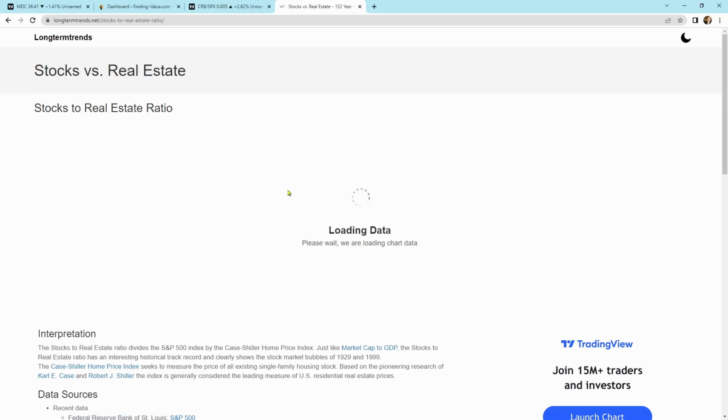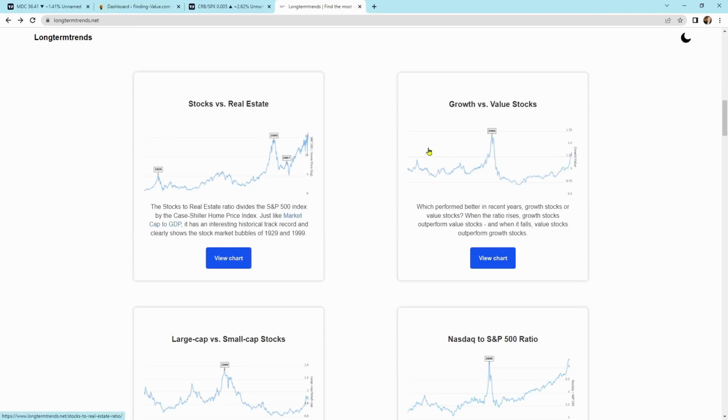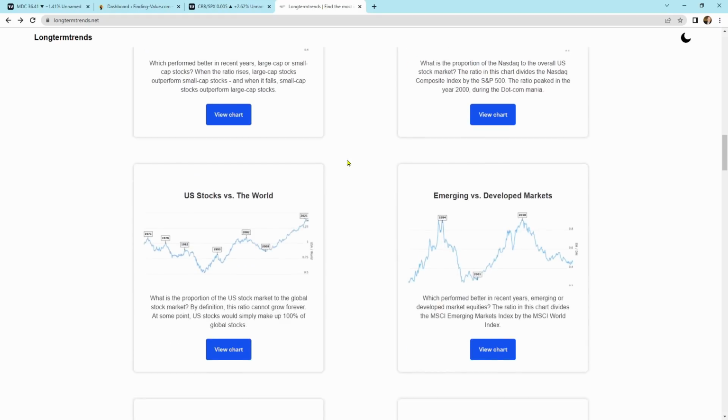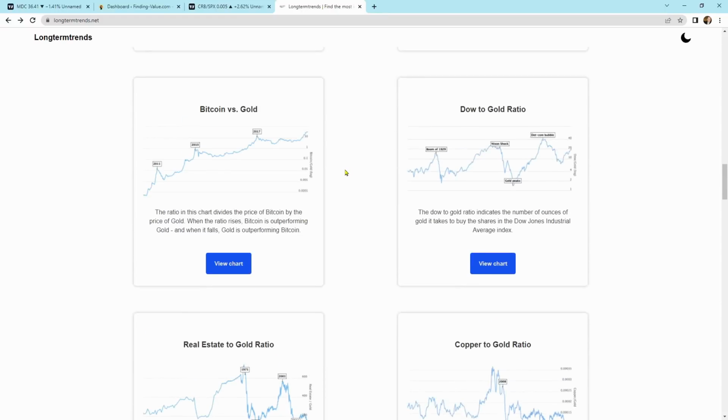We've got stocks versus real estate, showing that stocks are very expensive relative to real estate, and that real estate will probably outperform stocks for a little while. It's just money rotating between assets, and what we're doing is identifying where the money is and where it isn't. And right now, it is in stocks. That's why all of these charts are signaling that they're expensive.